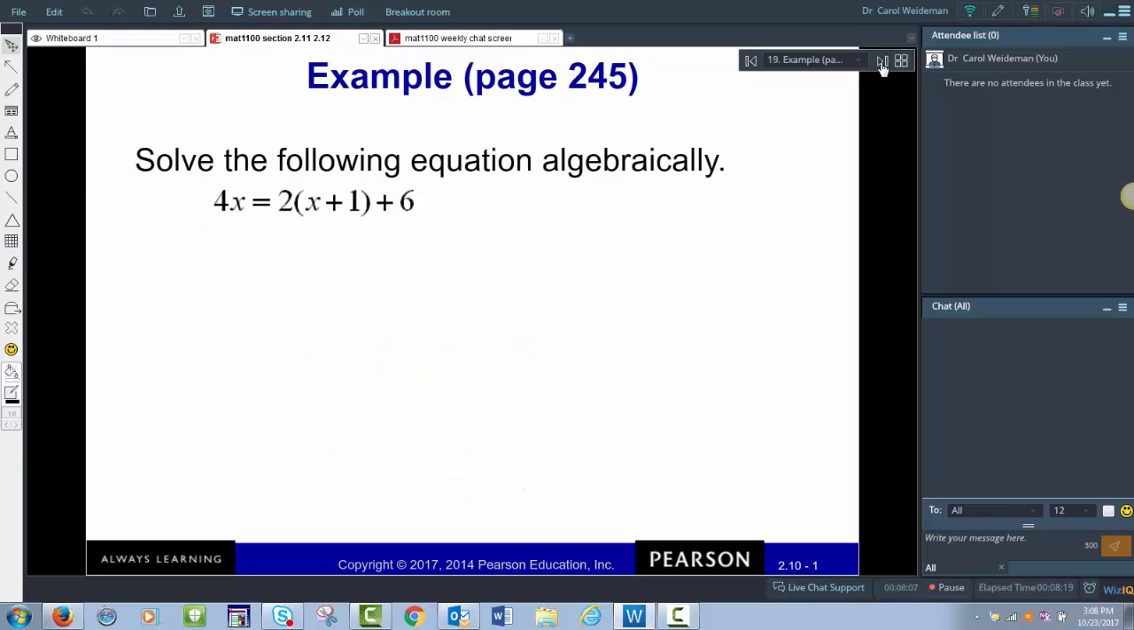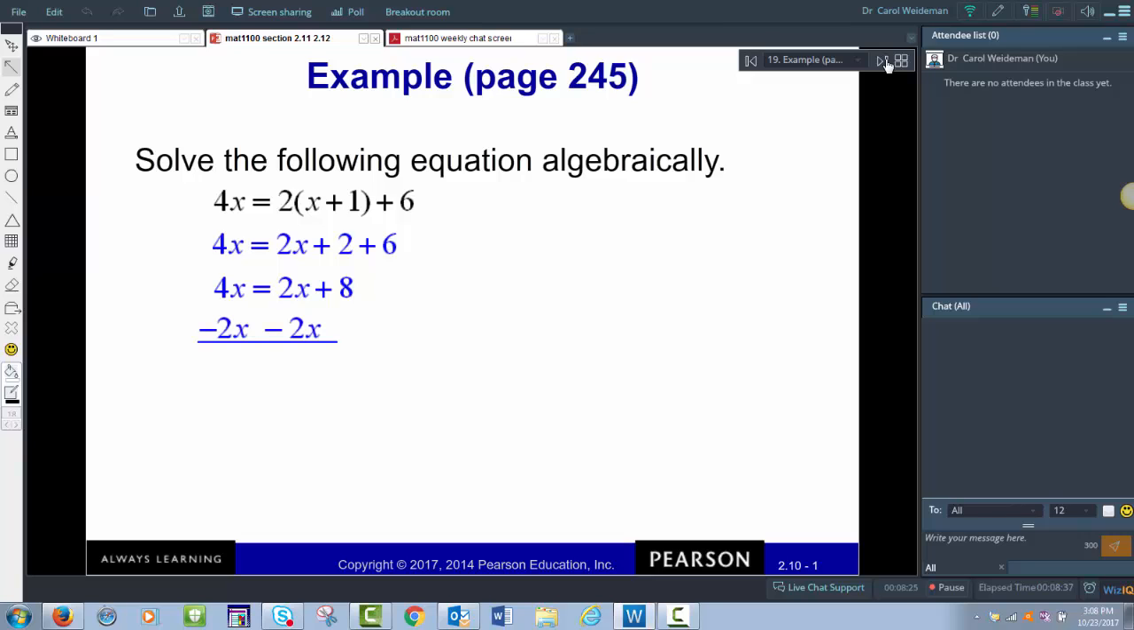Solve the following equation algebraically. Now notice we're going to have to distribute on the right side before we can collect the x terms on one side and the constants on the other side. So the first thing I'm going to do is distribute. Remove the parentheses, so 2x plus 2 plus 6. Combine 6 and 2 to get 8.